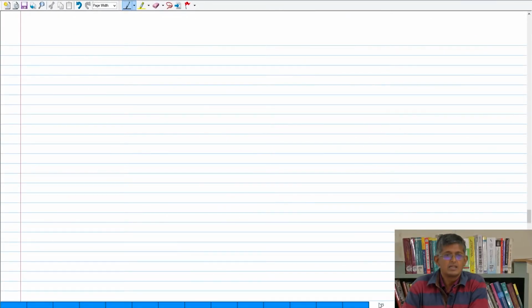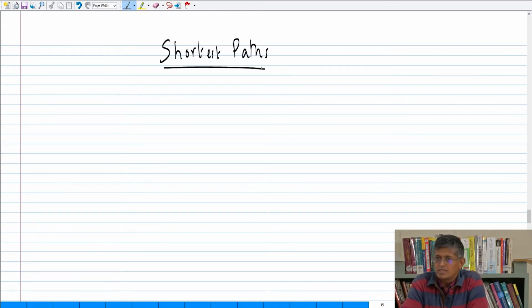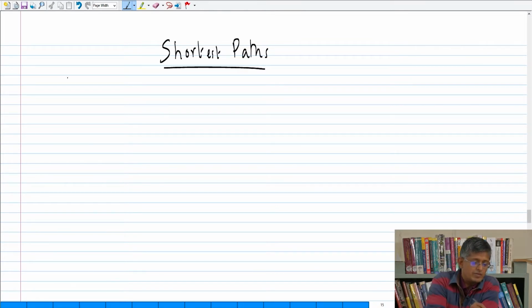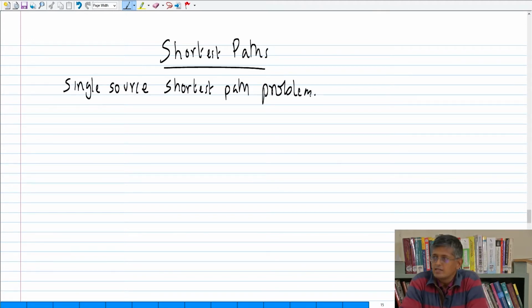Alright, so let's start a completely new topic. We'll talk about shortest paths. In particular, we'll talk about this very famous single source shortest path problem. It's quite possible that many of you know this problem and the associated algorithm, but I will definitely present something which is novel to you, so that it will increase your understanding of the topic.